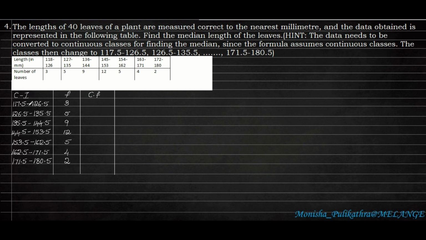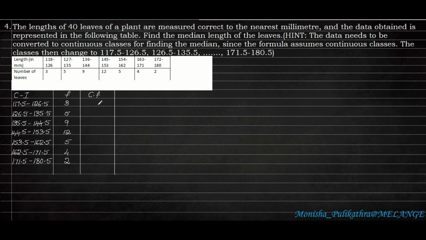So the class interval I have written as per the hint given. Instead of 118, we need to write 117.5 up to 126.5, and this continuation should follow. That is 126.5, the next number should be 135.5, and again it continues up to 180.5 as per the hint given. The last one should be 171.5 up to 180.5. The second column, as usual, is the frequency.